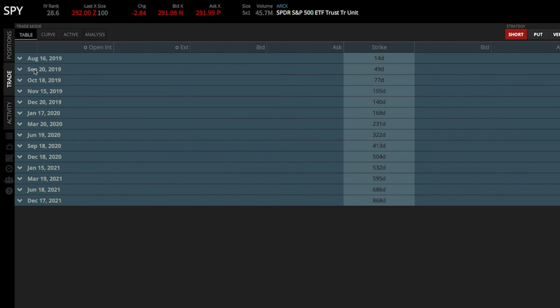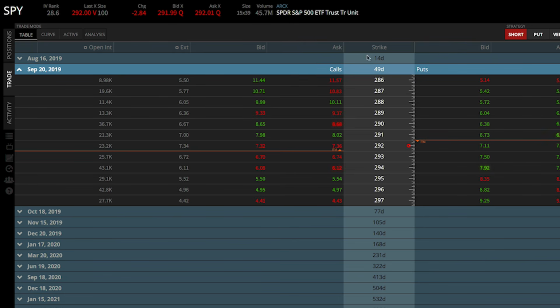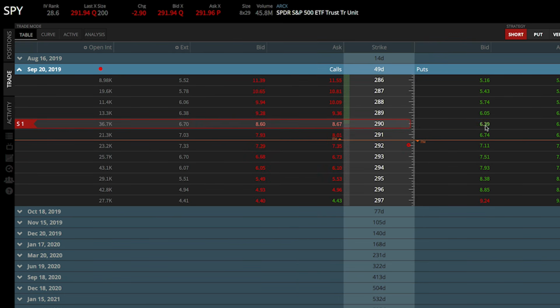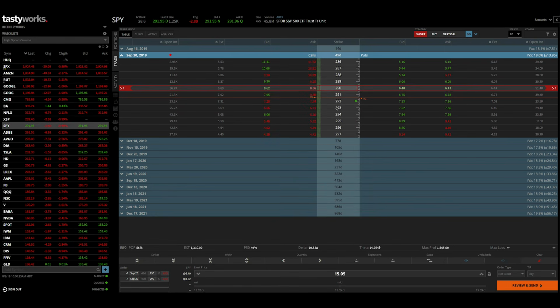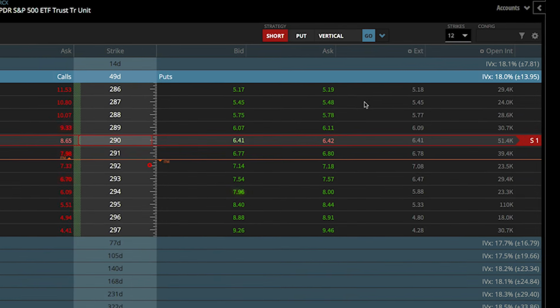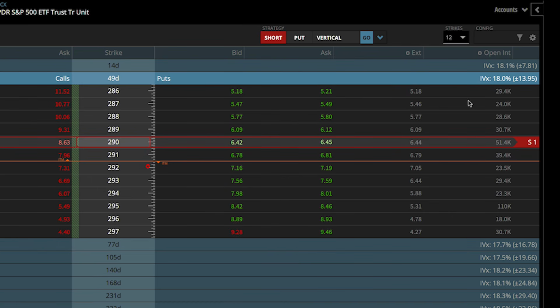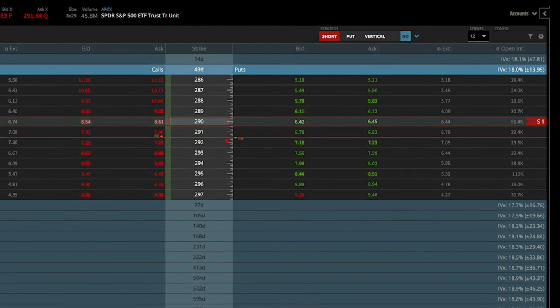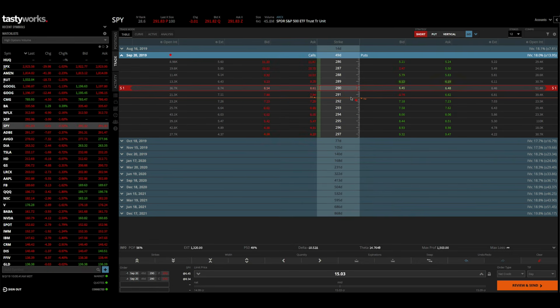So to get started, I'm going to open up the September options with 49 days to expiration, and I'm going to look at the price of the 290 straddle. As we can see here on SPY, this straddle is trading for $15, and the extrinsic value is right around $1,310. This is giving us an implied volatility of about 18%, but keep in mind it's not this particular straddle, but we're just going to compare the implied volatility and the extrinsic value of these two straddles.